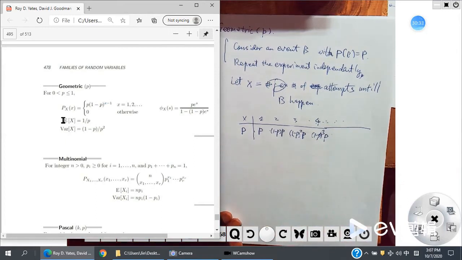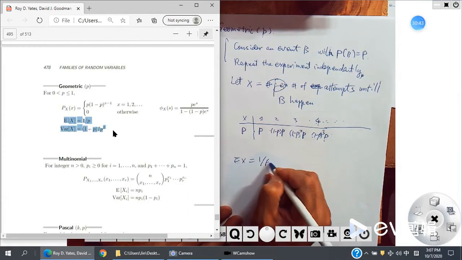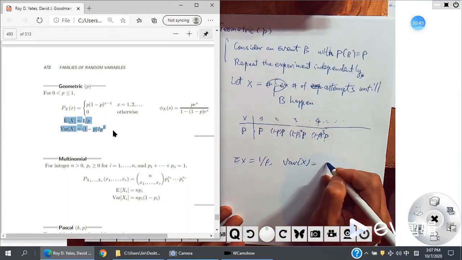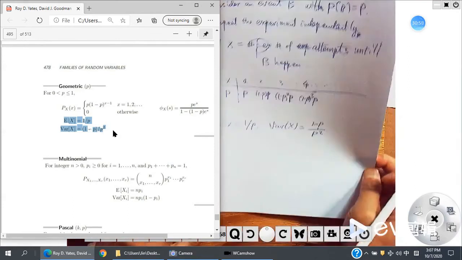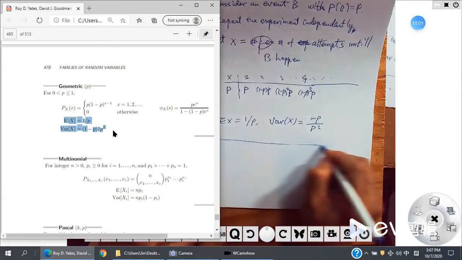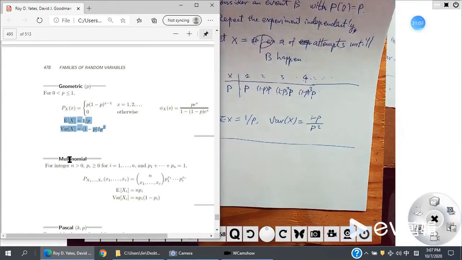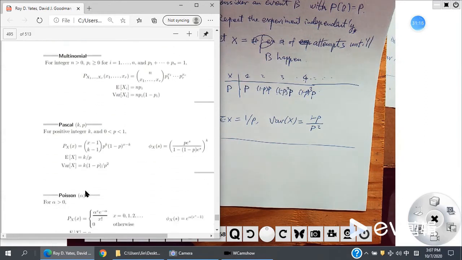And then what is the mean and the variance? They are these 2 values. Mean is 1 over P, and the variance is 1 minus P over P squared. Right. So this is the geometric random variable, geometric distribution. Then this one, let me see, multinomial. Okay, we go past this one. Pascal, just go past. Poisson.